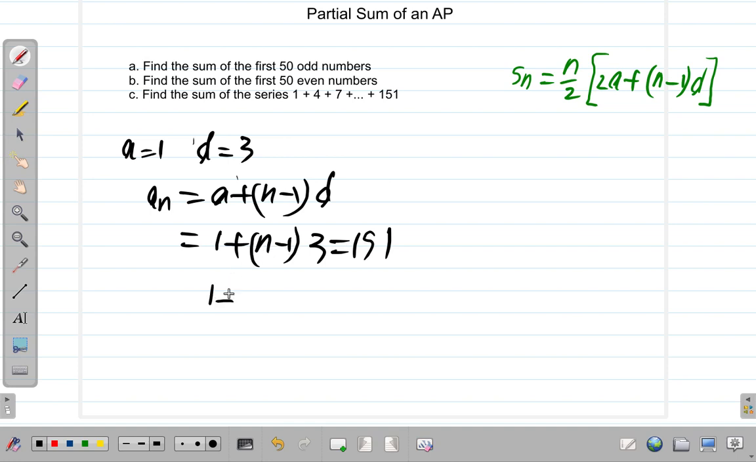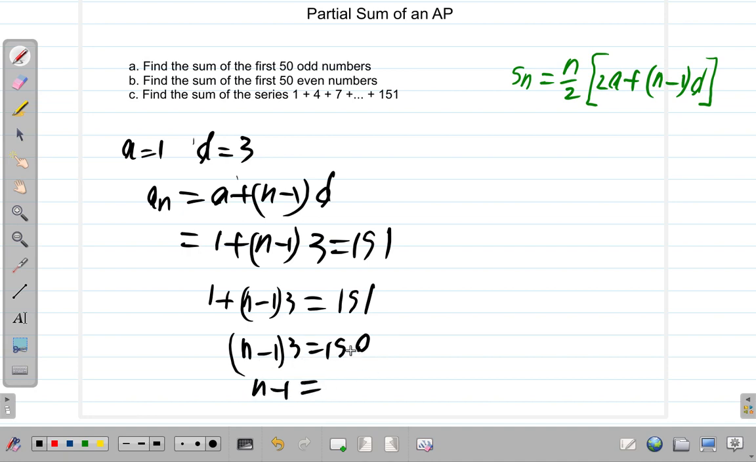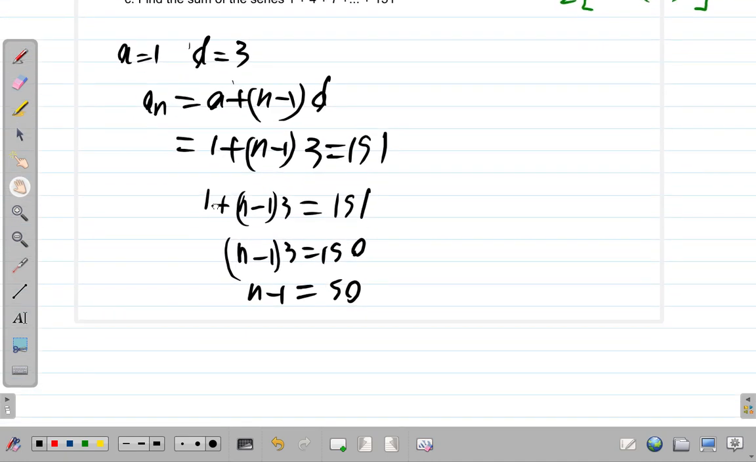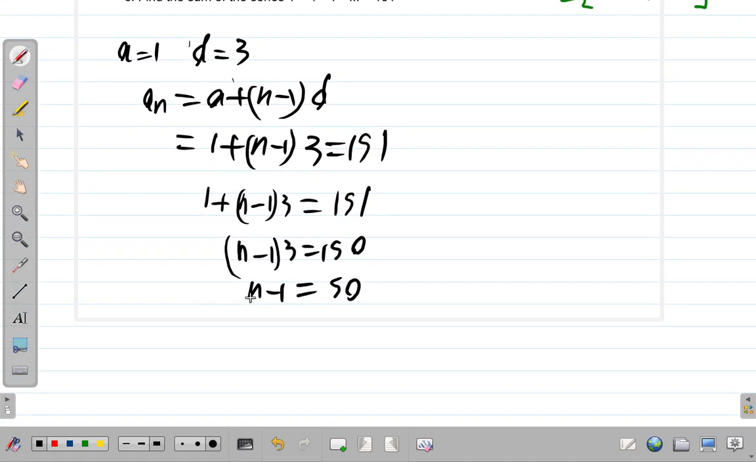So we have 1 plus n minus 1 by 3 is equal to 151. If we subtract 1 from each side, we have n minus 1 by 3 equals 150. When you divide by 3, you get n minus 1 equals 150 over 3, which is 50. So therefore, you add 1 to both sides and n is equal to 51. So there are 51 terms here. Right?